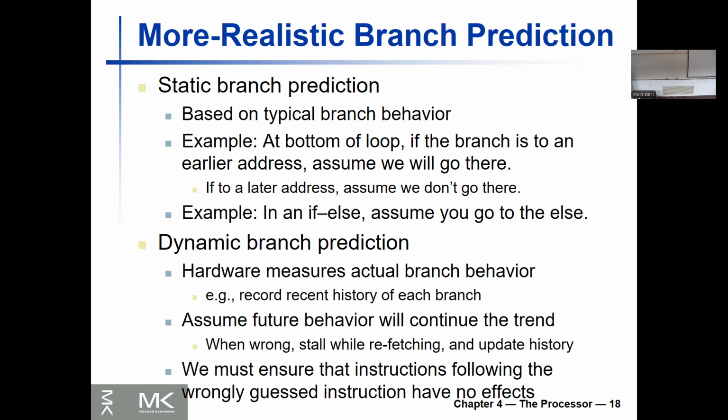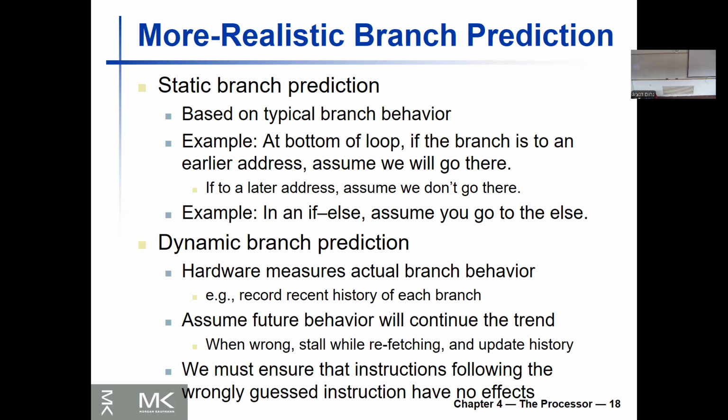Most of the time the loop is going up and up and up. But if the branch says skip over and go to a later address, that's only going to happen rarely. So if the branch is to an earlier address, assume we do go there. If it's to a later address, assume that only happens once in the loop, and therefore don't predict that. In an if-else, assume you go to the else, because an if is just saying, if it's this unique case, then do this, otherwise do the regular case.